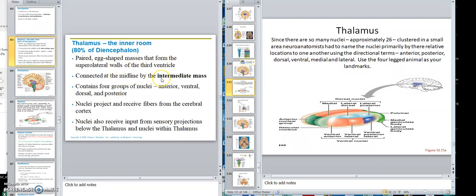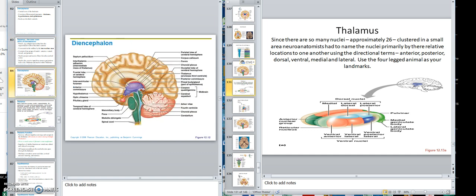Connected at the midline by the intermediate mass. Now let me show you the intermediate mass. The intermediate mass is this area right here, that little circle right there that holds the two halves together. Right there's that intermediate mass. It's a solid structure between the two hemispheres. So we come here.